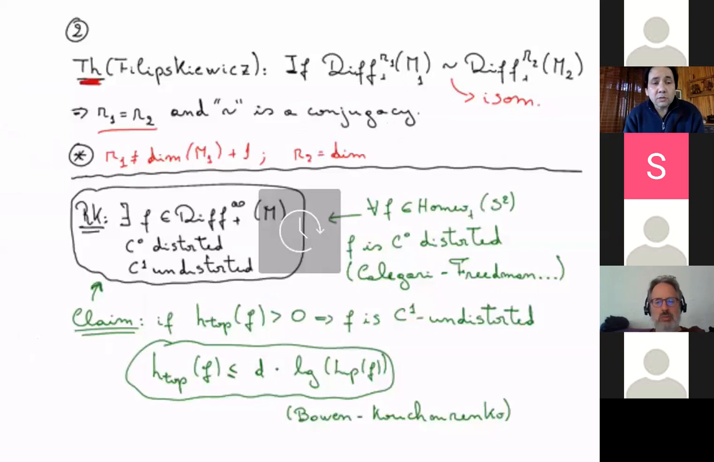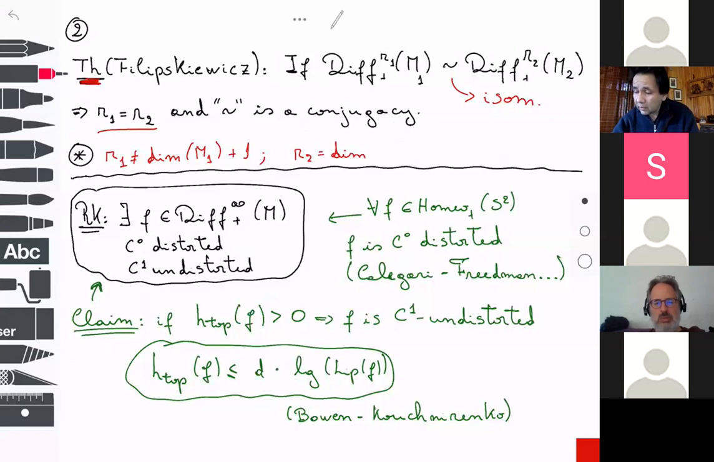Okay, and this is one of the sources of inspiration, the theorem of Filipkiewicz, and this is a theorem that says that in general, the group of diffeomorphisms characterizes the manifold. Except for these two differentiability classes here, for which it is not known whether the theorem is still true or not.